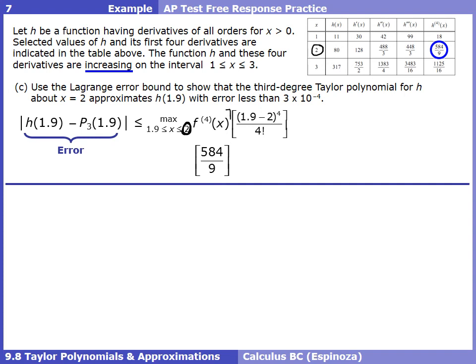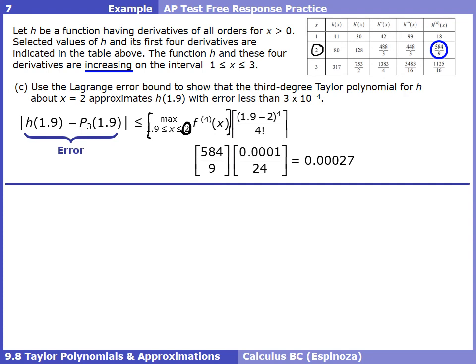Once you see that, again, all of that replaces this mess of stuff. After that, we're just going to multiply by that fraction over here. And if you do 1.9 minus 2 to the fourth over 4 factorial and multiply all that out, we'll get 0.00027. So that's our Lagrange error bound.